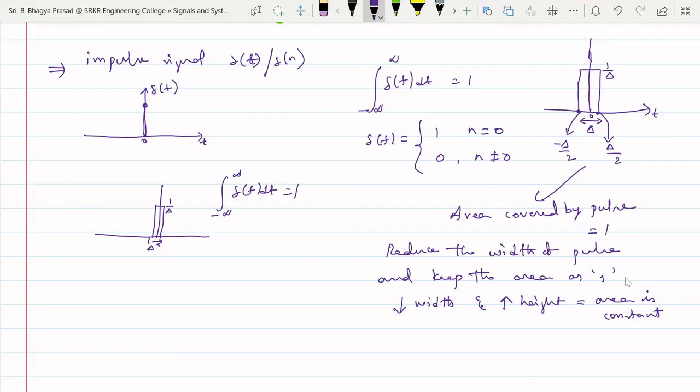Like this you diminish the width, and this leads to a very narrow width, and the representation is a line on the vertical axis at the point 0, like this. But in discrete time, delta n is at the instant 0, where the value is 1. So here delta n is 1 for n equal to 0 and 0 for n not equal to 0.